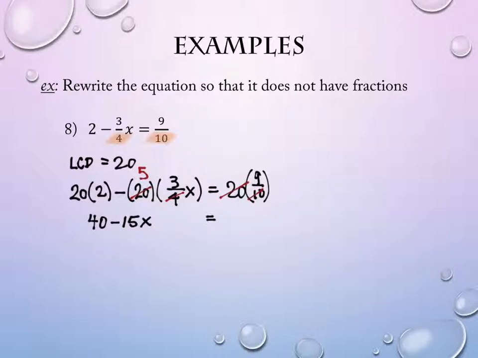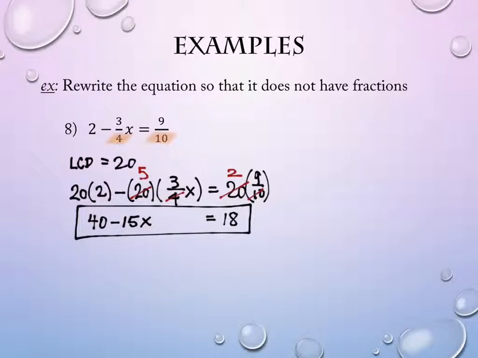20 divided by 10 is 2. So I really only have 2 times 9, which is 18. Now, on this problem, you're done, because all it asked you to do was to eliminate the fractions. And we're going to use this whole eliminate the fractions bit in a moment and then keep solving the problem. But we're just going to respect the fact that the directions don't have that on this one.